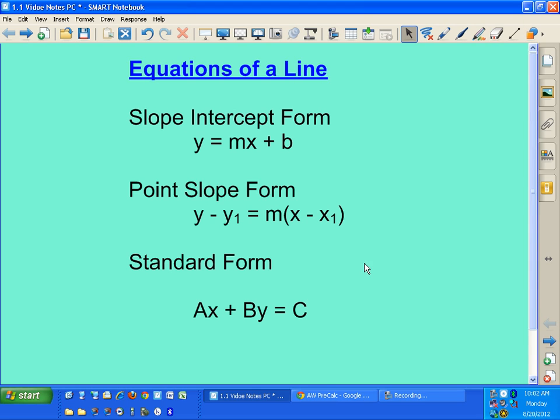Hello and welcome to section 1.1 of pre-calculus. This is equations of lines, and so here are the three different forms of the equation of a line.